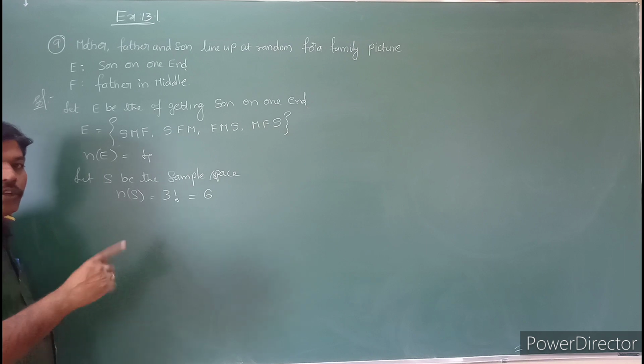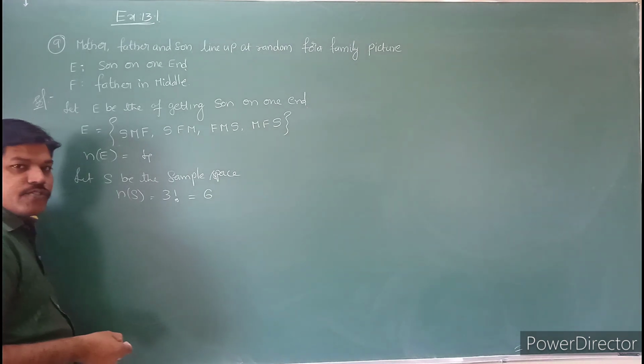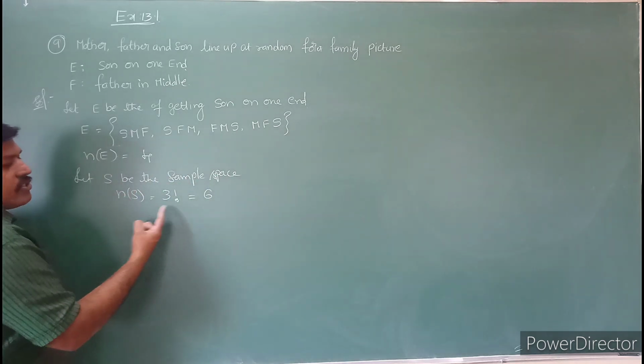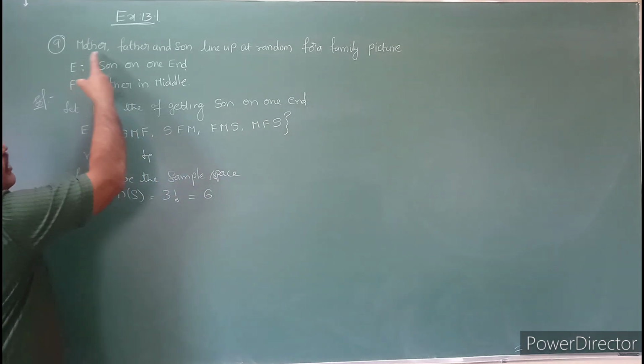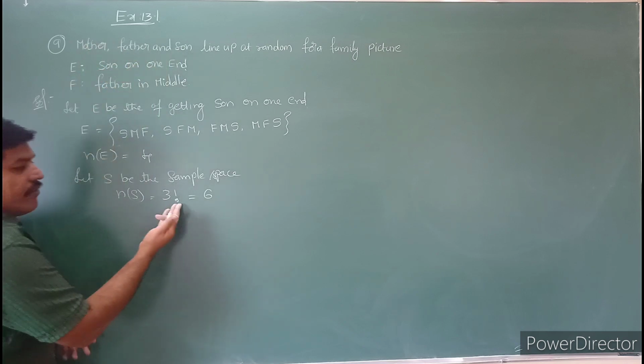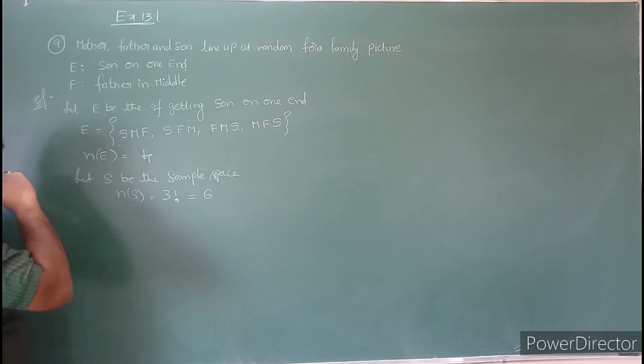3 factorial, 3 into 2 into 1, that is nothing but 6 ways you can arrange them. Are you understanding that? Let S be the sample space. Then n(S) is equal to 3 factorial. That means the 3 members, the mother, father and son, you can arrange them in 3 factorial ways. That is the n(S).